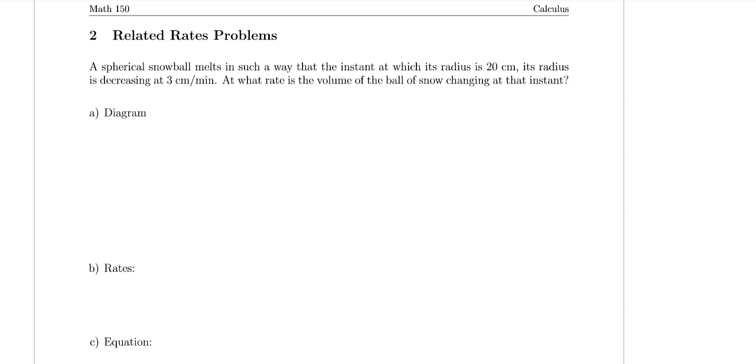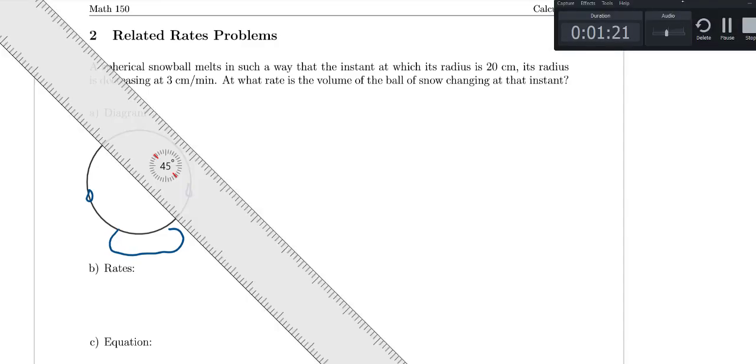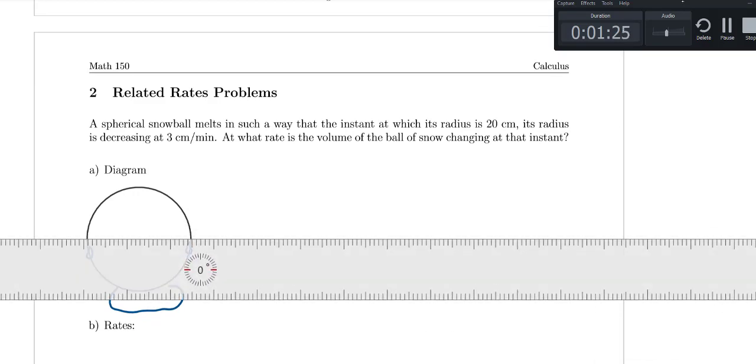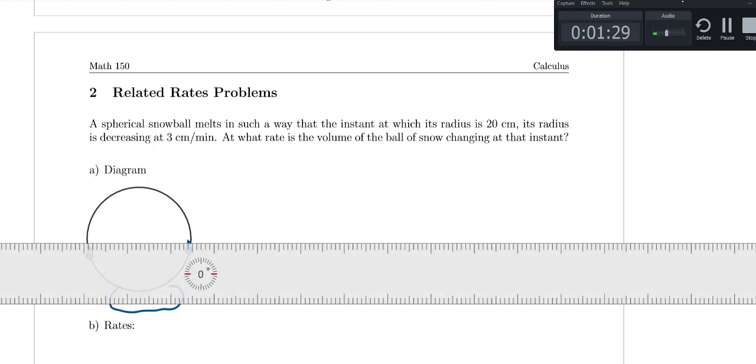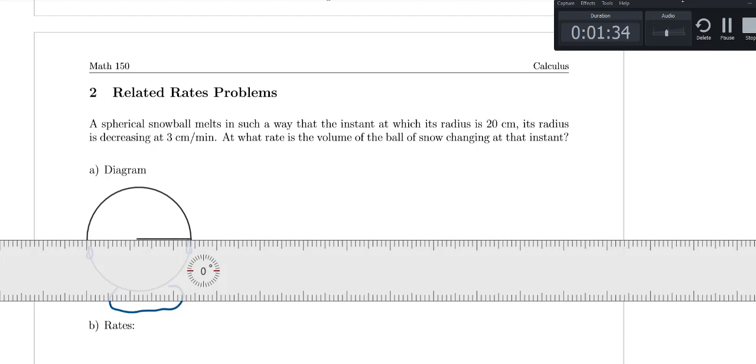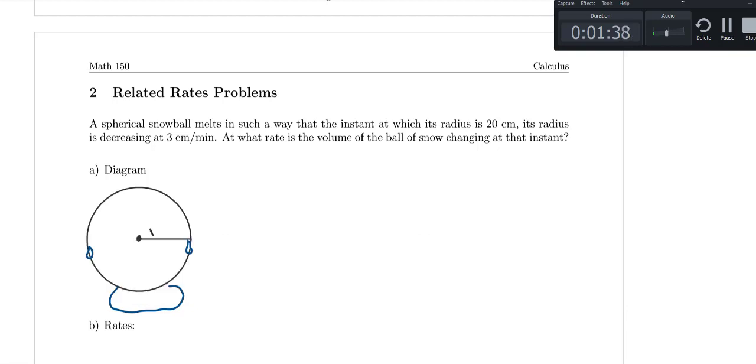So if we make a diagram here, I'm going to be drawing my snowball. Perfect circle. Maybe not perfect. So let's see here. Okay, so here's our snowball. And what do we know about the snowball? It is melting. It's creating a little bit of a puddle here. And it's melting in such a way that at the instant in which its radius is 20 centimeters, so let's draw its radius here, it is decreasing at a rate of 3 centimeters per minute.